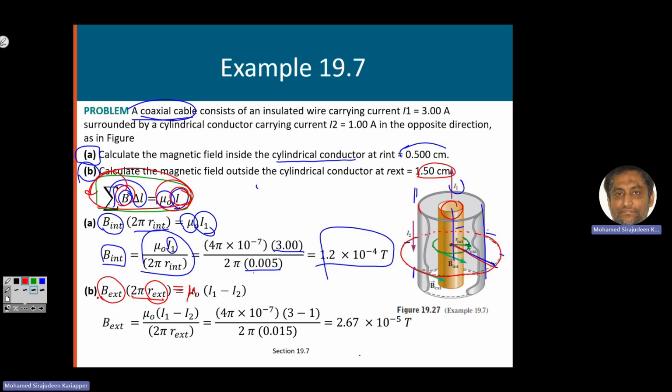I1 is positive because we are going counterclockwise. That will make the up direction to be the positive direction. So I1 is positive. I2, if it's the magnitude, I have to put a minus sign because it is going down. Because I choose the clockwise to be my direction to go around, that will make the up direction to be the positive direction, the down direction to be the negative direction. So for I1 you put plus 3, for I2 you put minus 1. And then you just calculate the answer.